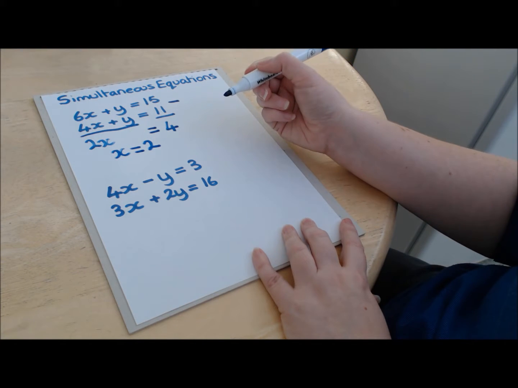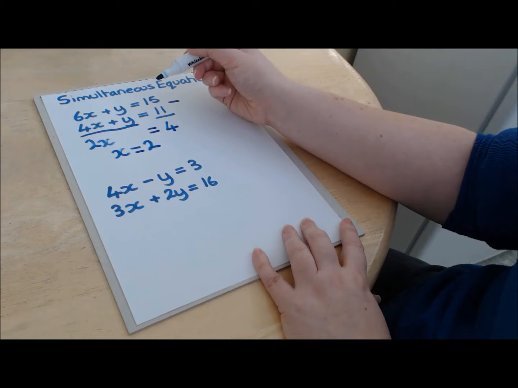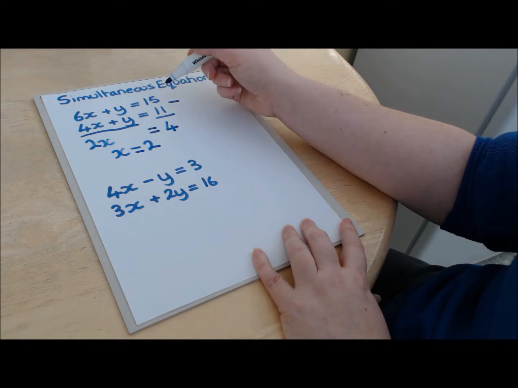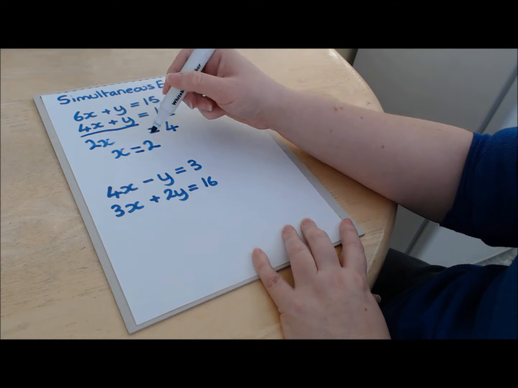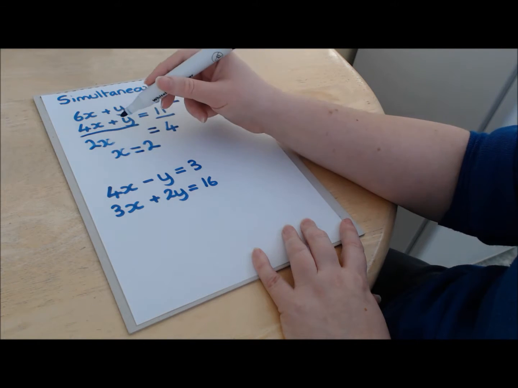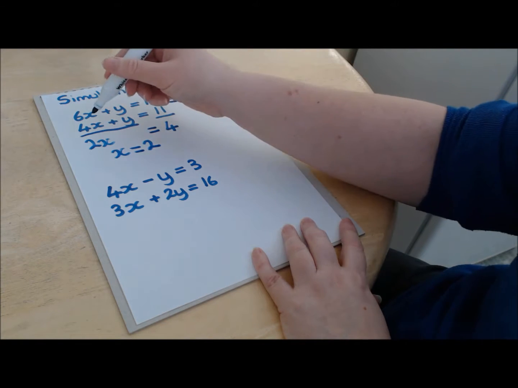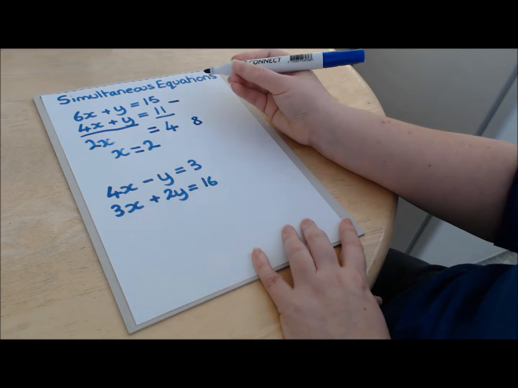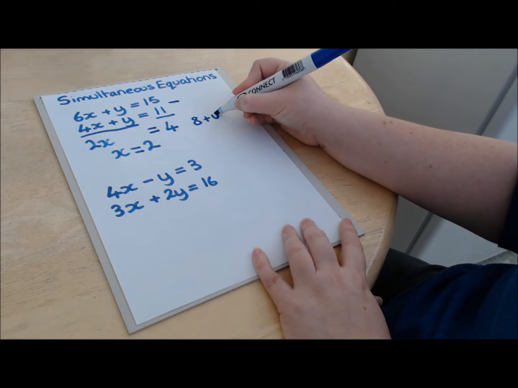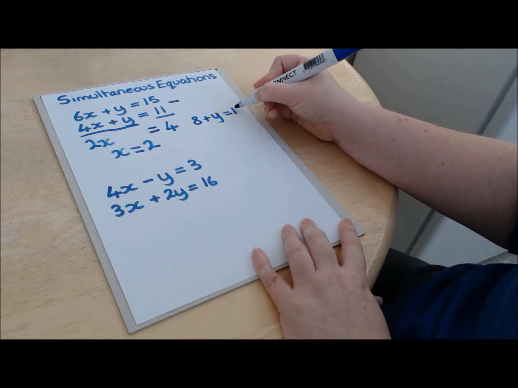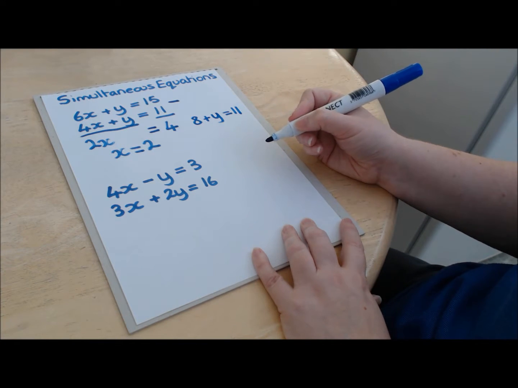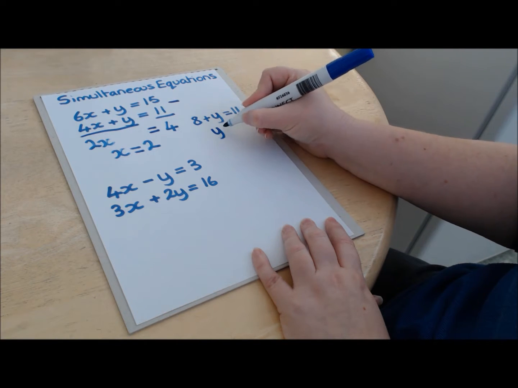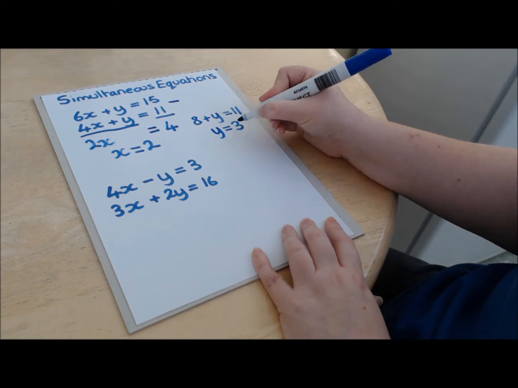So now we know what the x value is for both of these equations. We now need to work out what the y value is. And we do that by picking one of the equations and substituting the x value in. So I'm going to use the bottom one here. So we've got 4x, so 4 times 2 is 8, plus y that we don't know yet equals 11. All right, so taking away 8 from both sides, we can see that y equals 3 in this case.